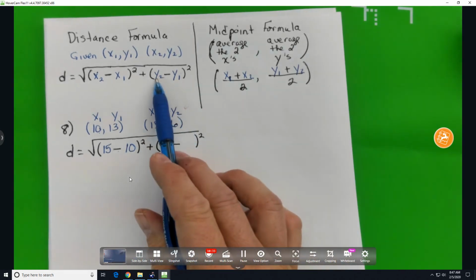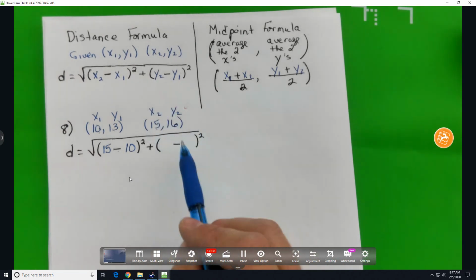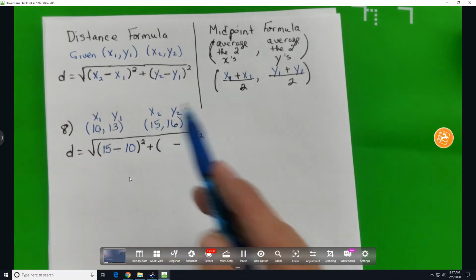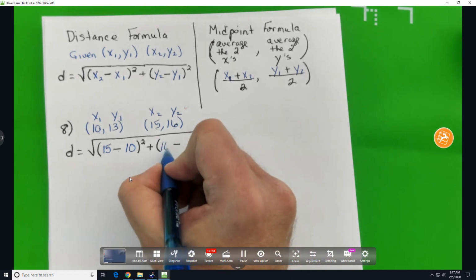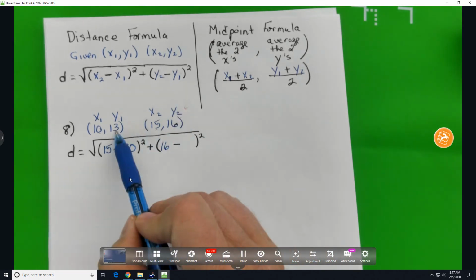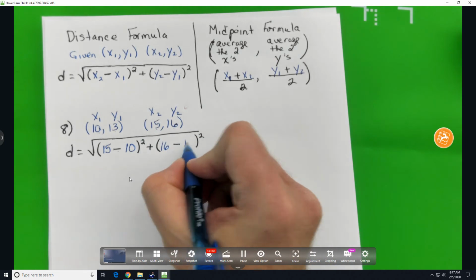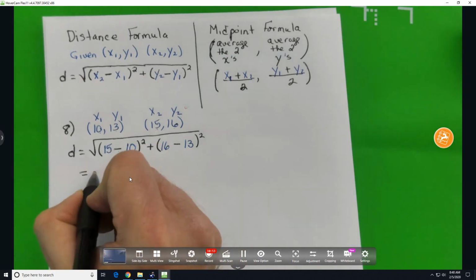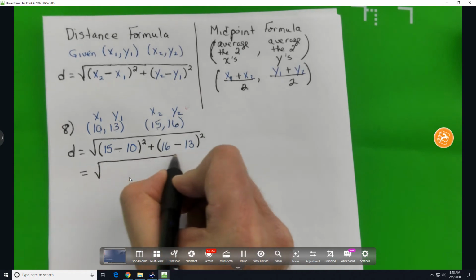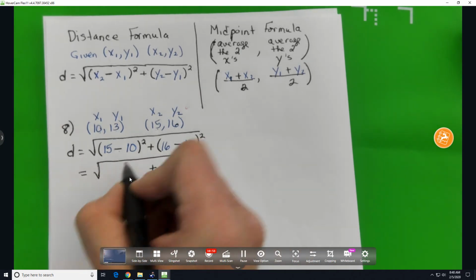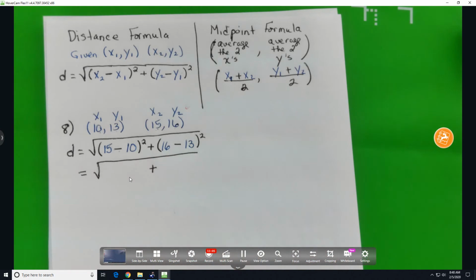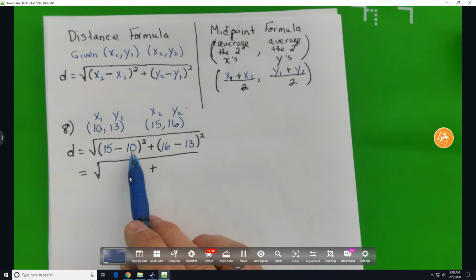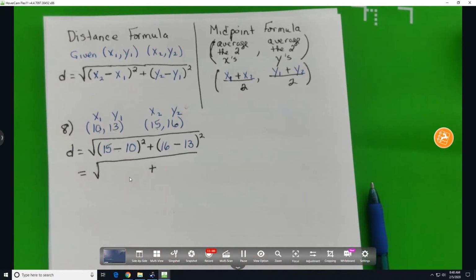Now I'm up to this one. y2 minus y1. I already have the minus. y2, I put 16. y1, I put 13. Okay. Now how would I go about simplifying all of this? Well, you're going to follow that order of operations. Please excuse my dear Aunt Sally. Work inside the parentheses first. The 15 minus 10 is just a 5.